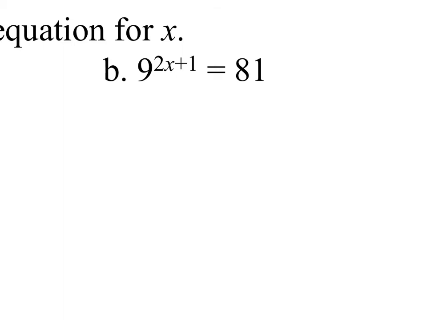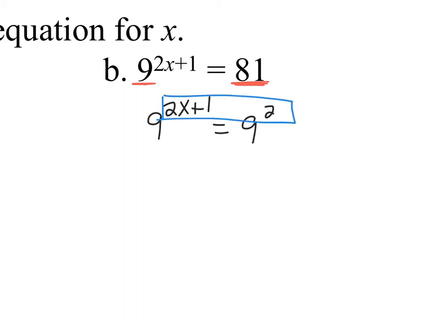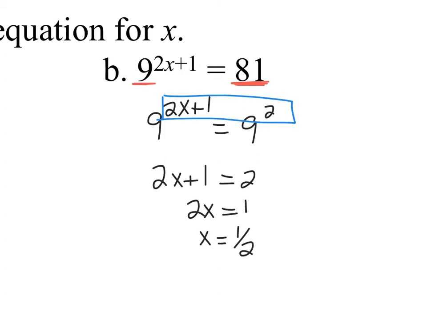So example B, 9 to the 2x plus 1 equals 81. I'm going to look at these bases, 9 and 81, and see if there's a way that I could write them in terms of a common base. Well, I happen to know that 81 is 9 squared. And now that they have the same base, I will just examine the exponent equation. 2x plus 1 equals 2, or 2x equals 1, or x equals a half.